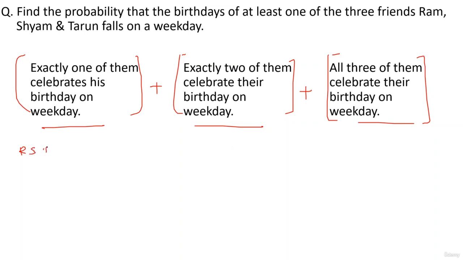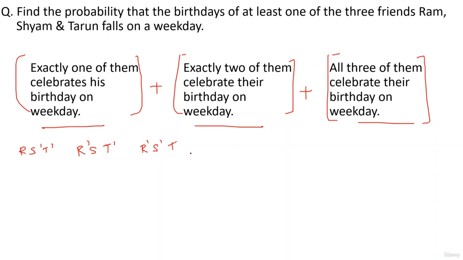Okay, Sham and Tarun का birthday are on weekends only. या फिर राम एंड तरुण का बर्थडे आर ऑन वीकेंड्स एंड श्याम का बर्थडे इज ऑन अ वीकडे, राइट? और राम एंड श्याम दोनों का बर्थडे आता है वीकेंड पे, तरुण का बर्थडे आता है वीकडे पे, राइट? सो देयर आर थ्री पॉसिबल केसेस हियर आल्सो. पहला केस लेते हैं, राइट?